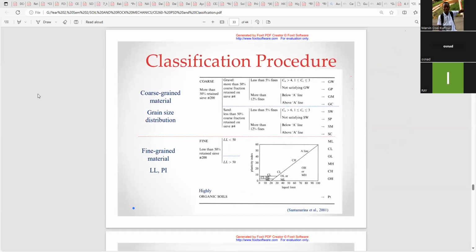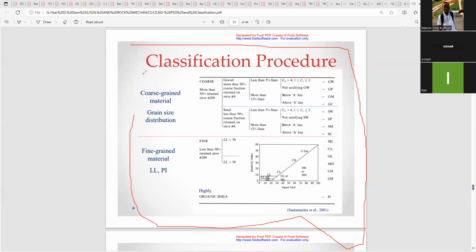So this is the chart that we use to describe soils in Unified. With this chart, you see the classification procedure, and under that, you can see the coarse-grained material. And as I earlier said, the coarse-grained comprises the sand and the gravel.